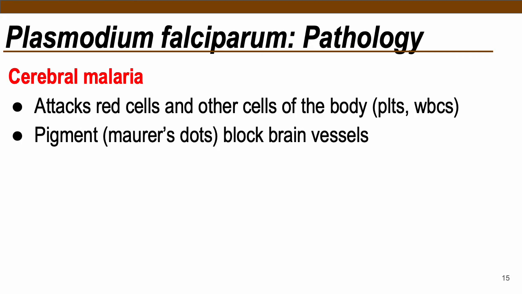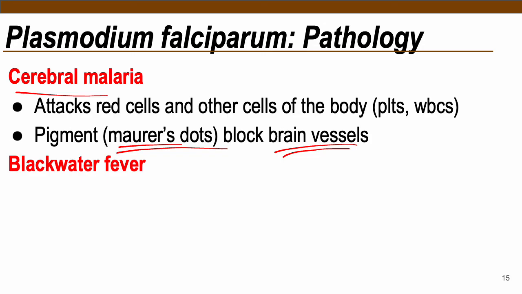For the brain, this is what we call cerebral malaria. So the Maurer's dots, which are the malarial pigment, together with the different cellular debris caused by the rupturing of the RBC, may block the brain vessels, causing tissue hypoxia. So oxygen is not delivered to the brain, causing coma and eventually death.